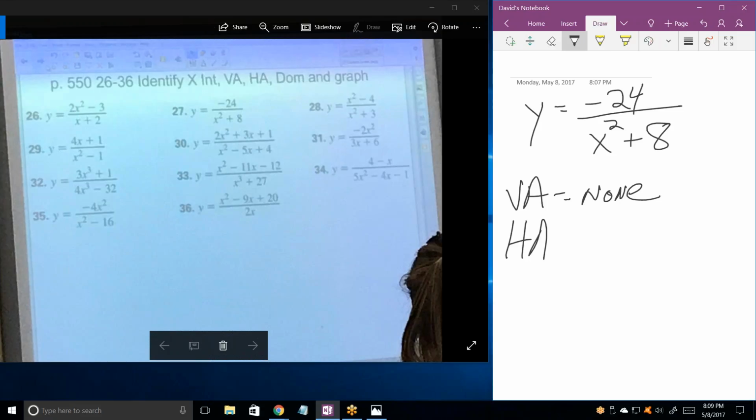How about the horizontal asymptote? So to find the horizontal asymptote, there are only two cases, Dylan. That's where the numerator is the same degree as the denominator, in which case the horizontal asymptote is the ratio of their coefficients. In other words, if I had something like this.